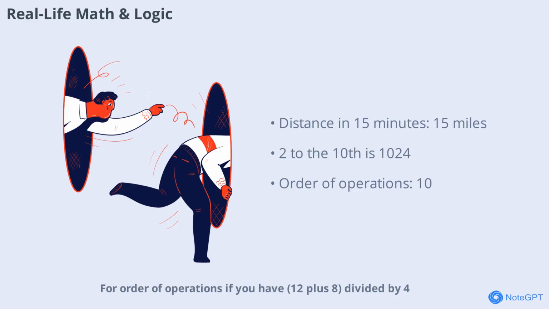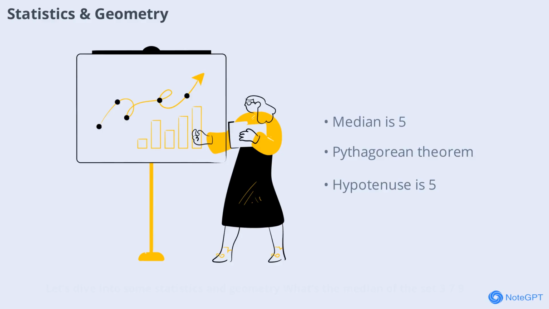For order of operations, if you have 12 plus 8 divided by 4 then multiplied by 2, you first solve the parentheses, then divide and multiply left to right, ending up with 10. These questions show how math is not just about numbers, but also about thinking logically and applying rules step by step. Let's dive into some statistics and geometry.